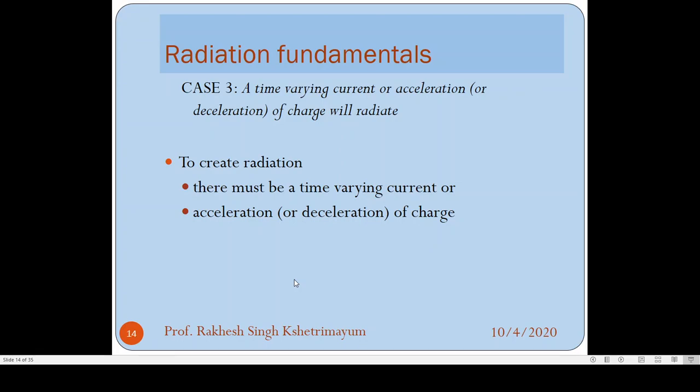So let us consider the third case. In the third case, we'll consider a time varying current, or we'll also assume that there is acceleration or deceleration of charge. You'll see that in this case there will be proper radiation which will be able to give us electromagnetic waves.